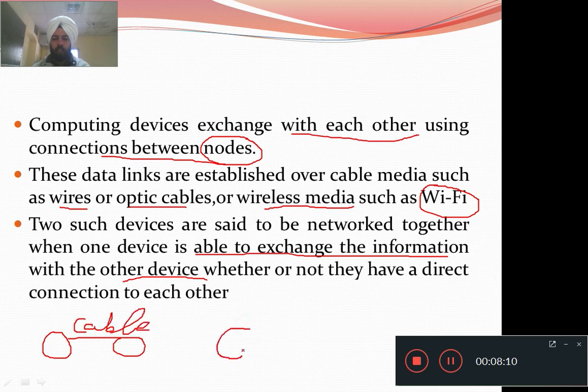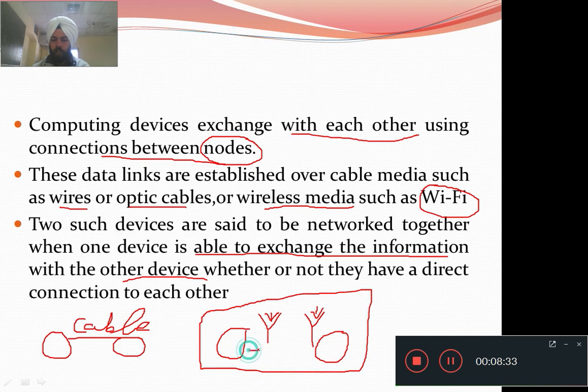Or we can also connect two or more computers wirelessly by using an antenna, as shown in the figure. Now these two computers can also communicate with one another by using these antennas wirelessly.